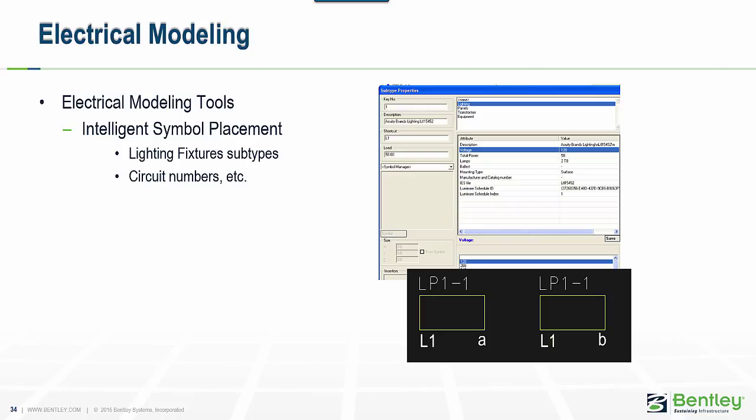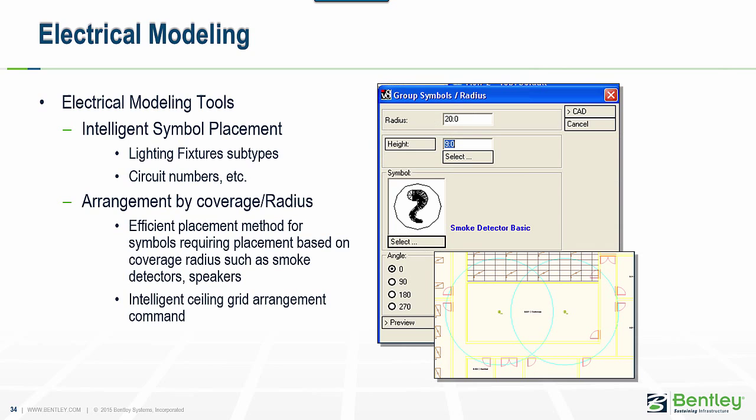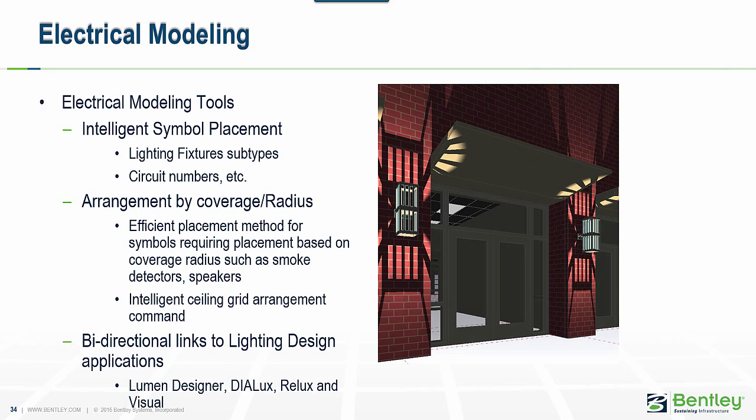Symbol placement tools are intelligent enough to connect the tags and labels with actual properties of the elements in the schedules. So any change in the properties is dynamically reflected in the symbols. While placing symbols for elements like smoke detectors and speakers, etc., AECOsim provides you with visual feedback about their coverage radius.